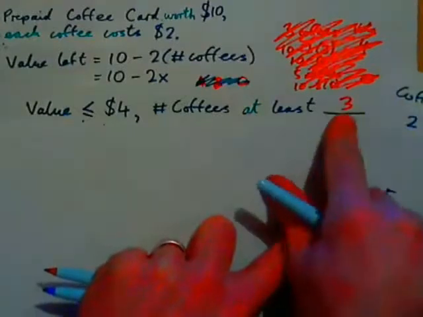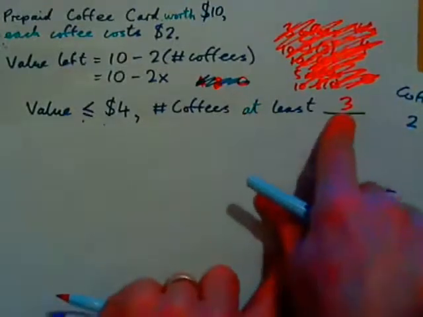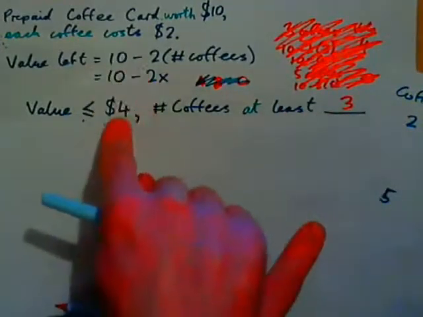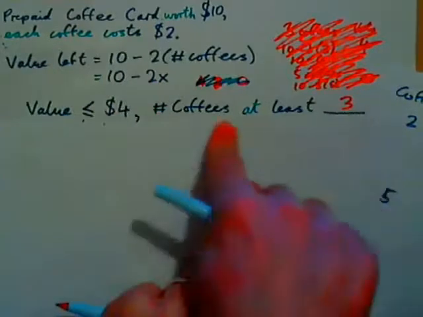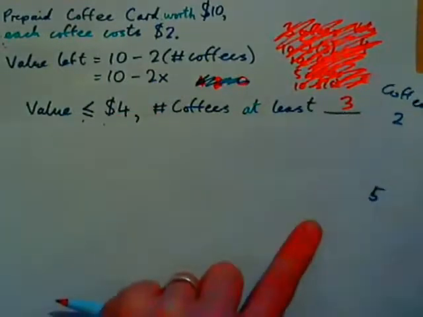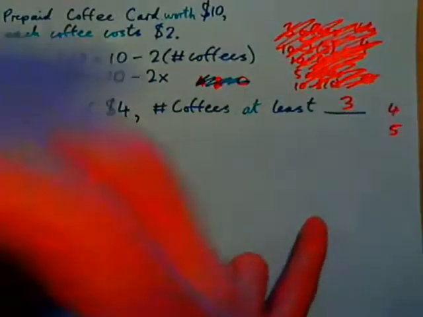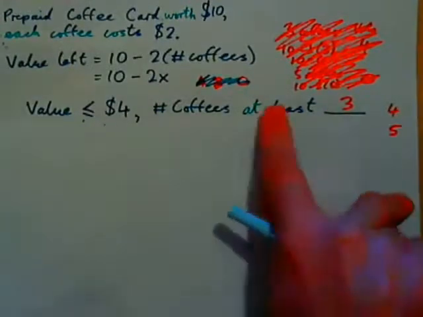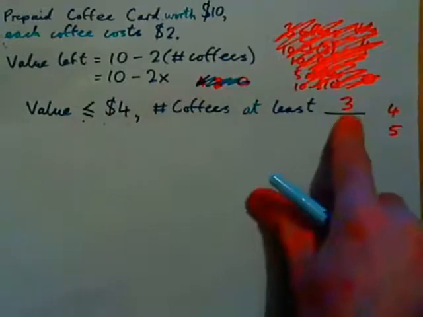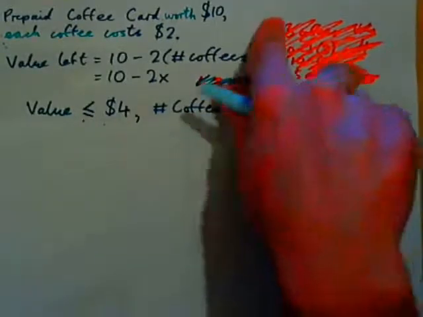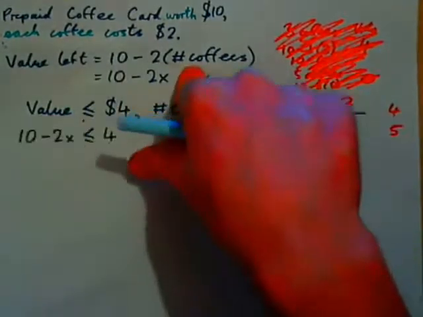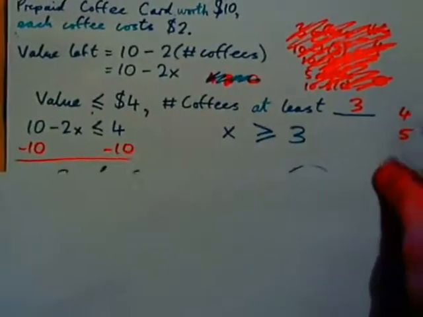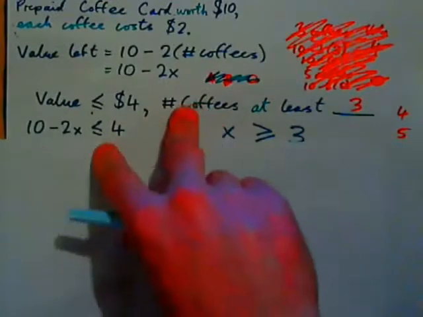Because if you had 3 coffees, your value would be exactly 10 minus 3, 2 times 3 is 6, so 10 minus 6 is 4. If you had 3 coffees, your value would be 4. If you had 3, 4, or 5 coffees, your value would be less than or equal to $4, okay? So this is what we want to come up with as our answer when we do the algebra. Let's replace value with the expression 10 minus 2x, okay? And solve for when that is less than or equal to 4.